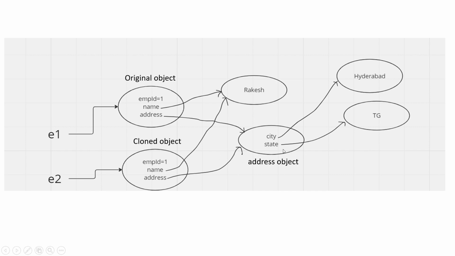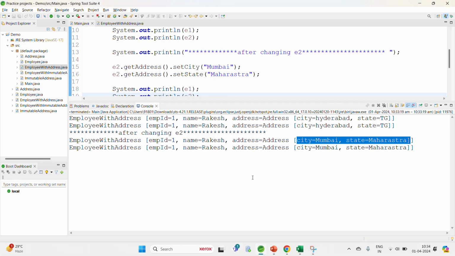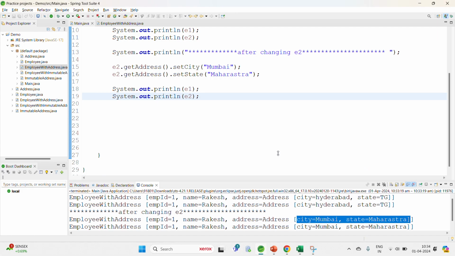right? So since address is a mutable object, shallow cloning is not recommended. We must do deep cloning here. After deep cloning, we need to have two address objects, one for the original object and one for the cloned object. So two address objects we need to create in case of cloning. This is called deep cloning. In deep cloning we clone the address object also, right? So this is the effect we are seeing now.